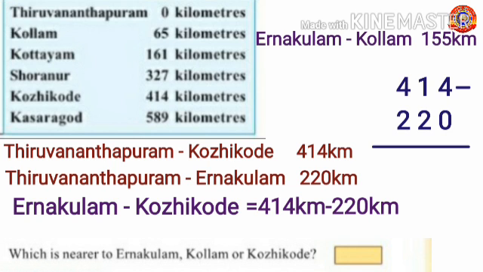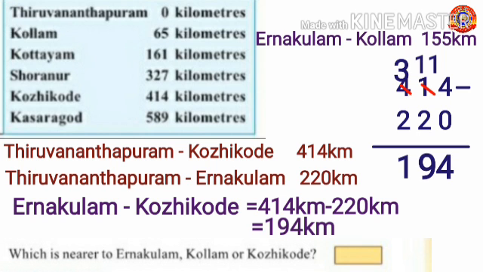414 minus 220. 4 minus 0, 4. We can't subtract 2 from 1, so borrow 1 from 4. 1 becomes 11 and 4 becomes 3. 11 minus 2, 9. 3 minus 2, 1. 194. The distance from Ernakulam to Kozhikode is 194 km. See, the distance from Ernakulam to Kollam is 155 km. Therefore, which is nearer to Ernakulam, Kollam or Kozhikode? Kollam.